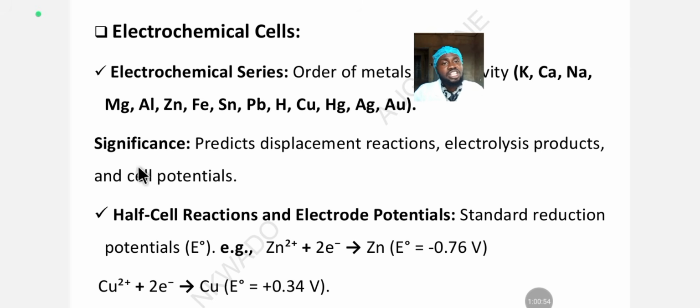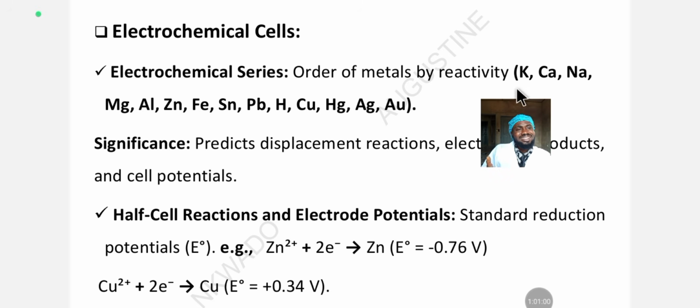So cell potential is the capacity of a cell. The capacity of a cell depends on the constituents of the compounds that make up the cell. If the cell was built with elements like potassium, calcium, sodium, all these reactive ones, the cell is going to have a high potential. But if the cell was built with copper, mercury, the cell potential will be low.